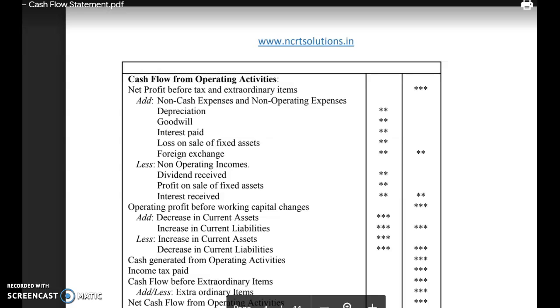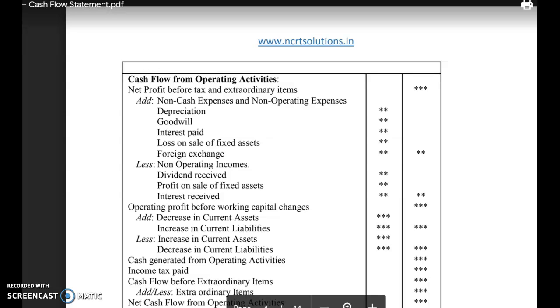Then we will take the effect of the working capital changes. Here it means changes in the value of current assets and current liabilities over a period of time. Now please understand, when we take the effect of the working capital changes, we do not have to take the effect of the cash and cash equivalent items.